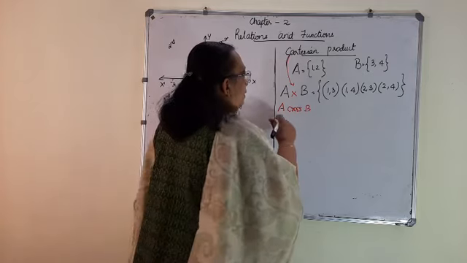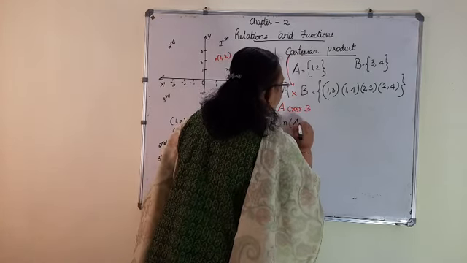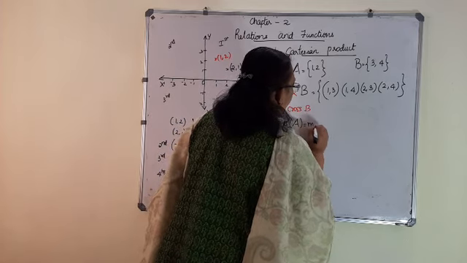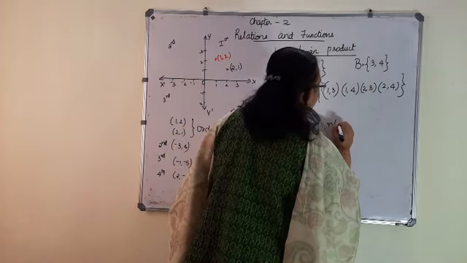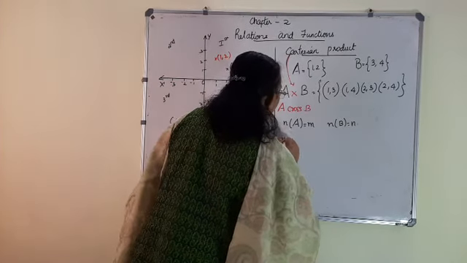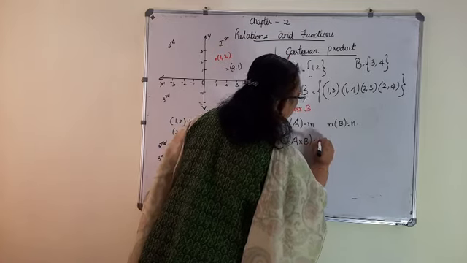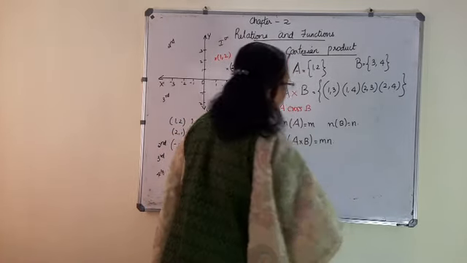Now, if the number of elements in the set A is equal to m and the number of elements in the set B is equal to n, then the number of elements in A cross B is equal to m into n.